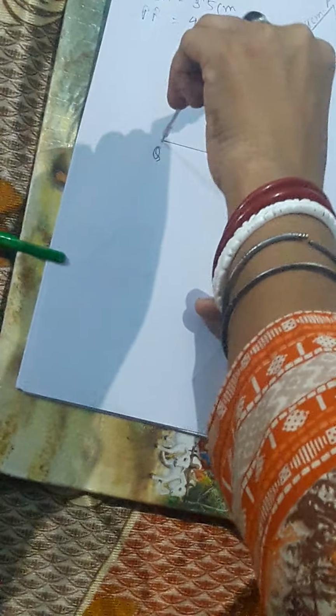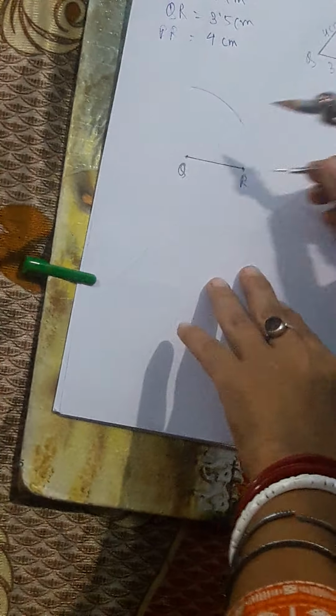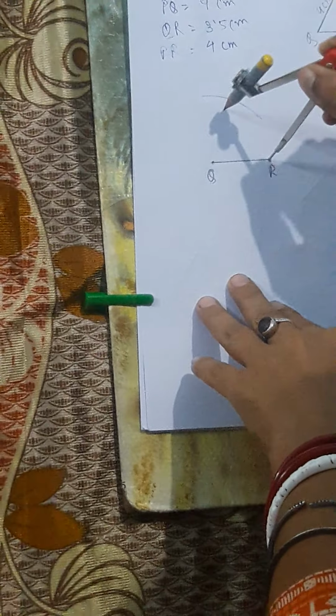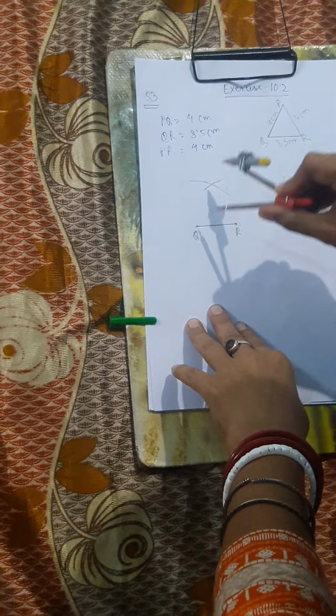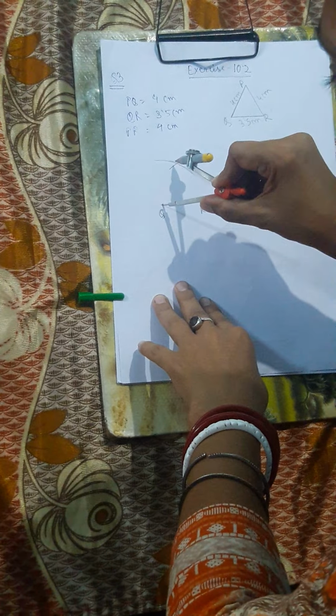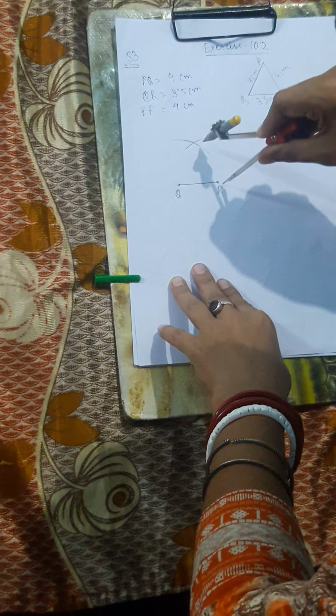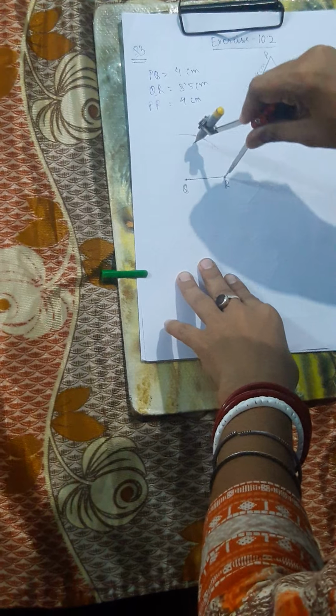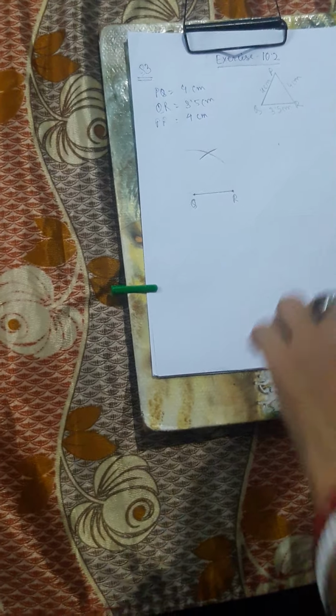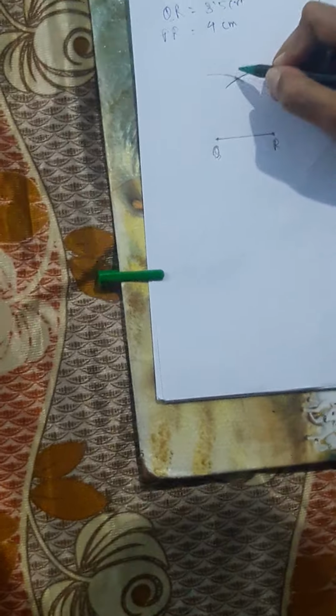Now QP, that is 4 cm. Come to point Q and take the arc which is measured as 4 cm. Yes, now another one is RP. It is also 4 cm. Both of them are 4 cm. I have taken this one and this one. I have got one intersection point, and the name of that intersection point is P. Let's name this one as P.